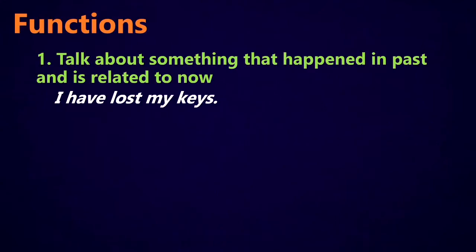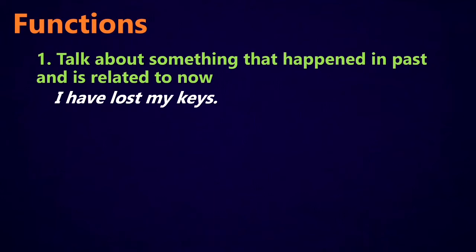So let's look at some specific reasons for how and why we use this verb tense. And there are four main reasons. The first reason we use the present perfect is to talk about something that happened in the past and is related to now. For example, if I say I have lost my keys, then I lost them in the past, but this is important now because maybe I need my keys to start my car, or I need my keys to lock my house or something. So it happened in the past, but it's connected to now or related to now.